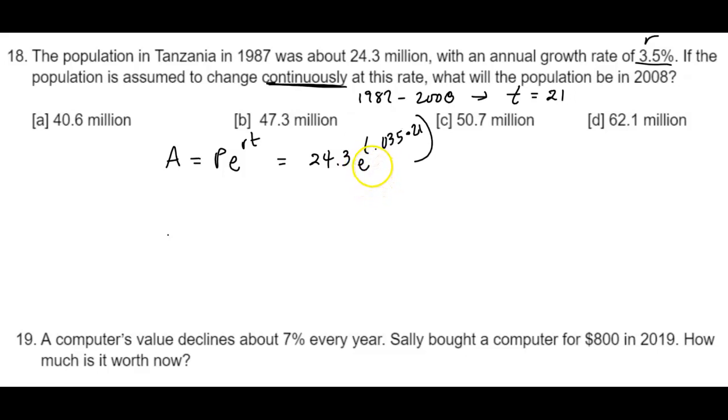All right, if you put that in your calculator correctly, remember e is a number. To access it, you've got to click the function above the natural log button on your calculator. If you put that in correctly, you should get that the final value is 50.7 million, which is C.